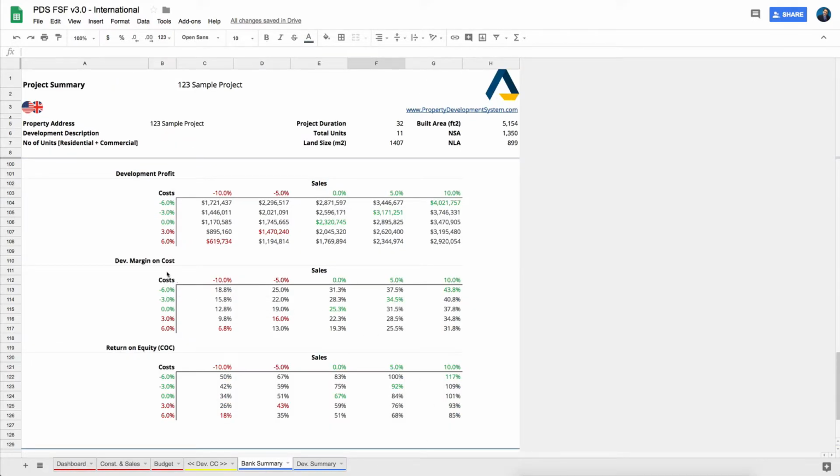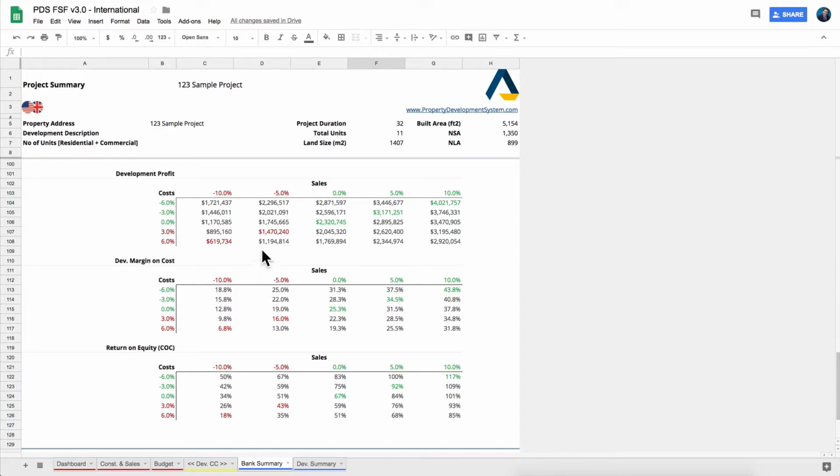So in this scenario, my costs are on the x-axis, and on the y-axis we've got costs reducing by 3%, and then costs also going up by 3%. So my worst case scenario in this is that I'll only make $619,000 over there, and my return on equity would fall to 18%. And my development margin, starting out from 25.3%, would be left with only 6.8%.